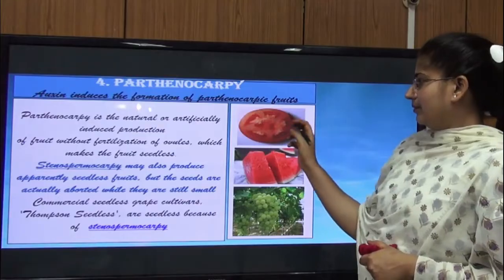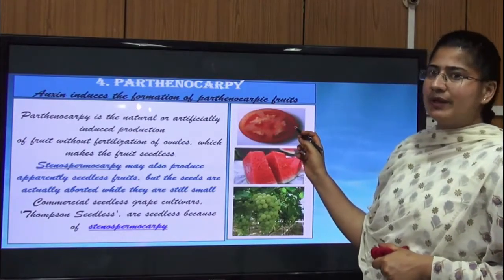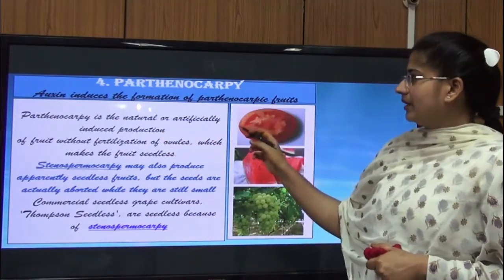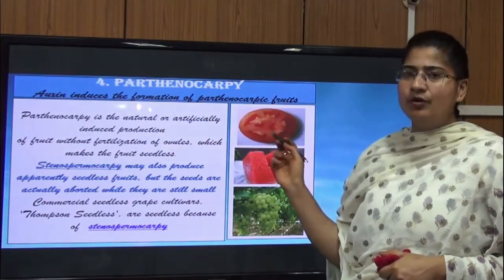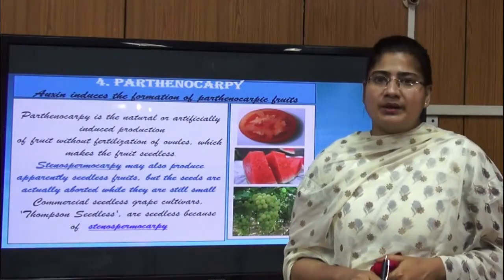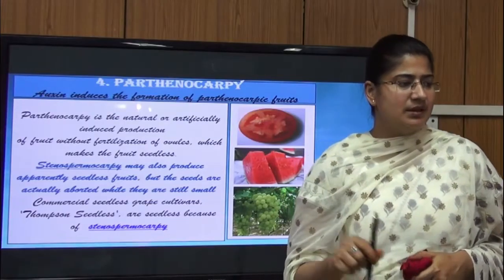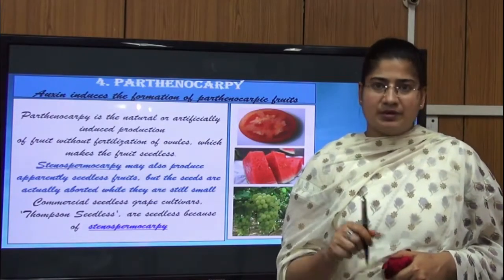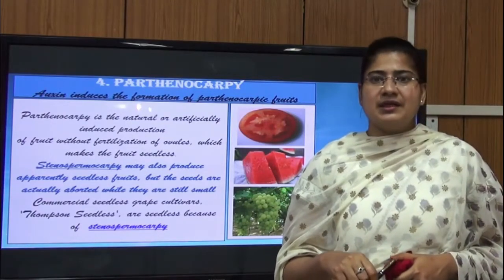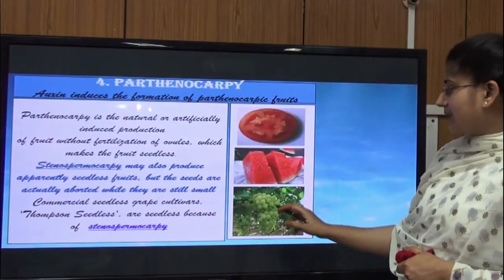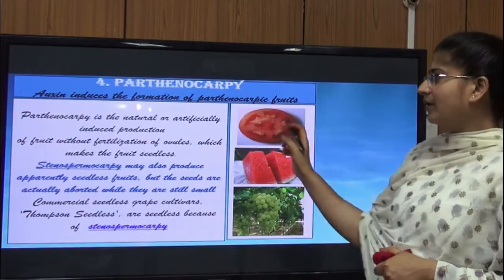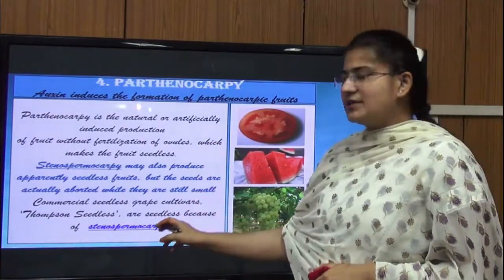So we can produce seedless tomato by this parthenocarpy phenomenon, and you know that auxin leads to the formation of parthenocarpic fruit, and this is known as artificial parthenocarpy. Besides this, there is another important term, that is stenospermocarpy. Here there is formation of seeds, but they get aborted, and that's why there is formation of seedless fruit. This is the Thompson seedless variety of grapes, in which the seedlessness is not because of parthenocarpy, but because of stenospermocarpy.